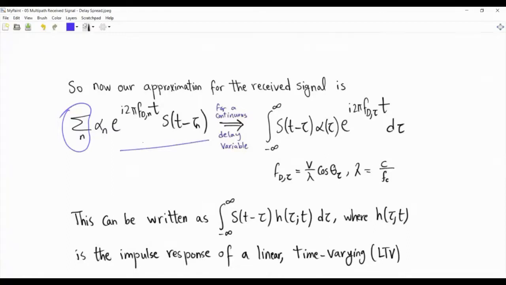Some references, rather than assuming that you have a discrete sum, assume that you have a continuous delay variable and you have an integral. You use this or you use that; typically, it's based on convenience. This is a very important formula at our hand.